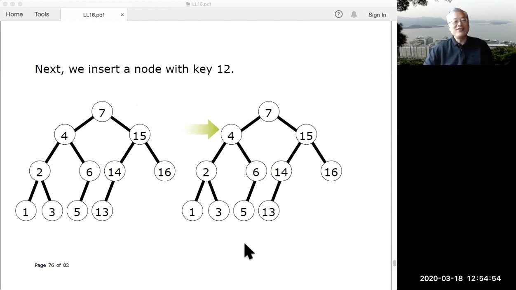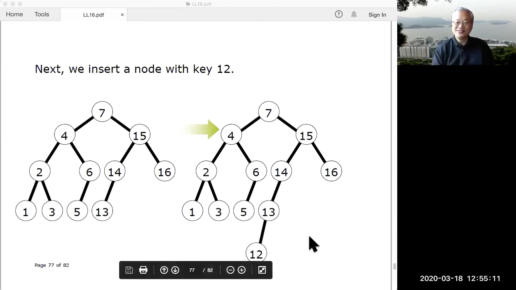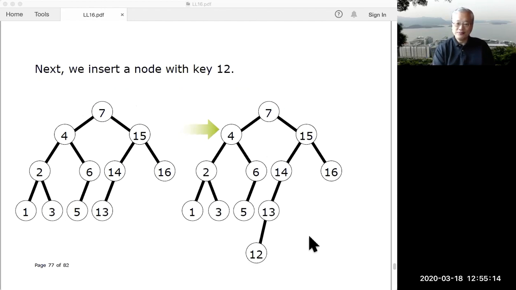Now next, let's insert 12, okay? So where should we put 12? Left of 13, good. Do we need rotation now? Yes, good. Which node has problem? 14, 15, that is correct. Both 14 and 15 have got the problem. So we do rotation for 14, of course. We can ignore 15. The reason is after we have fixed this part, then 15 will no longer have any problem, okay?